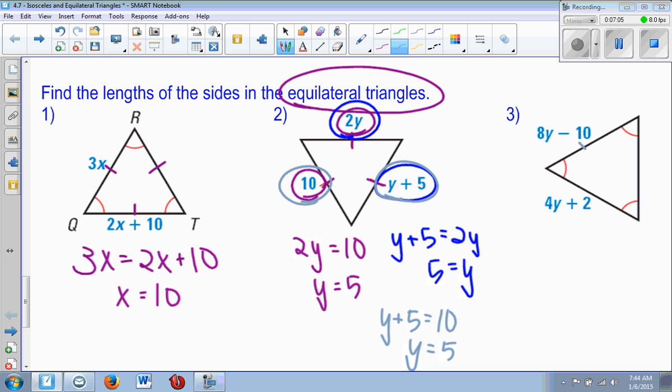If I have three congruent angles, I know I have three congruent sides. And all I have to do is take those sides and set them equal to each other. Solving this equation is going to require a few more steps. So I'm going to subtract 4y from both sides. I'm also going to add 10 to both sides, giving me an equation of 4y equals 12. And if I divide by 4, we get a y value of 3.